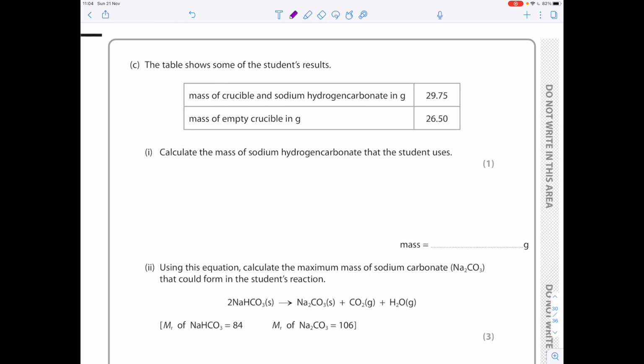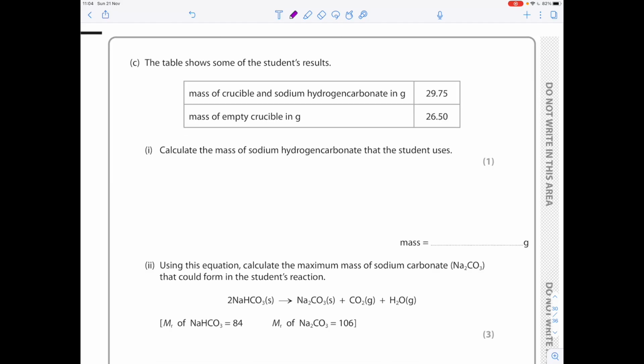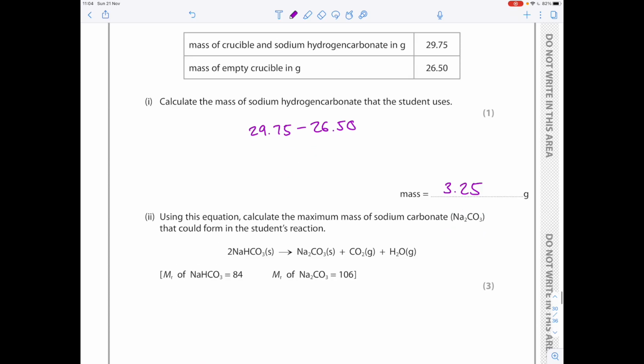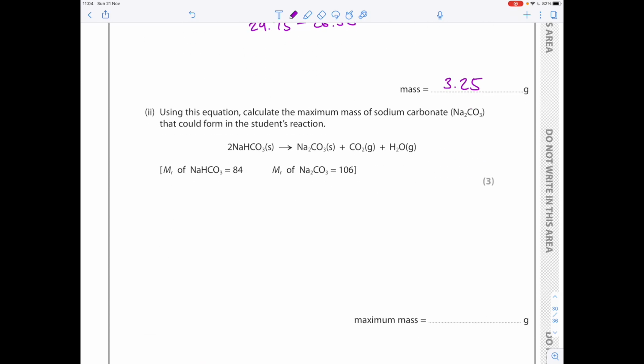The table shows some of the student's results. Calculate the mass of sodium hydrogen carbonate that the student uses. 29.75 minus 26.50 equals 3.25 grams.